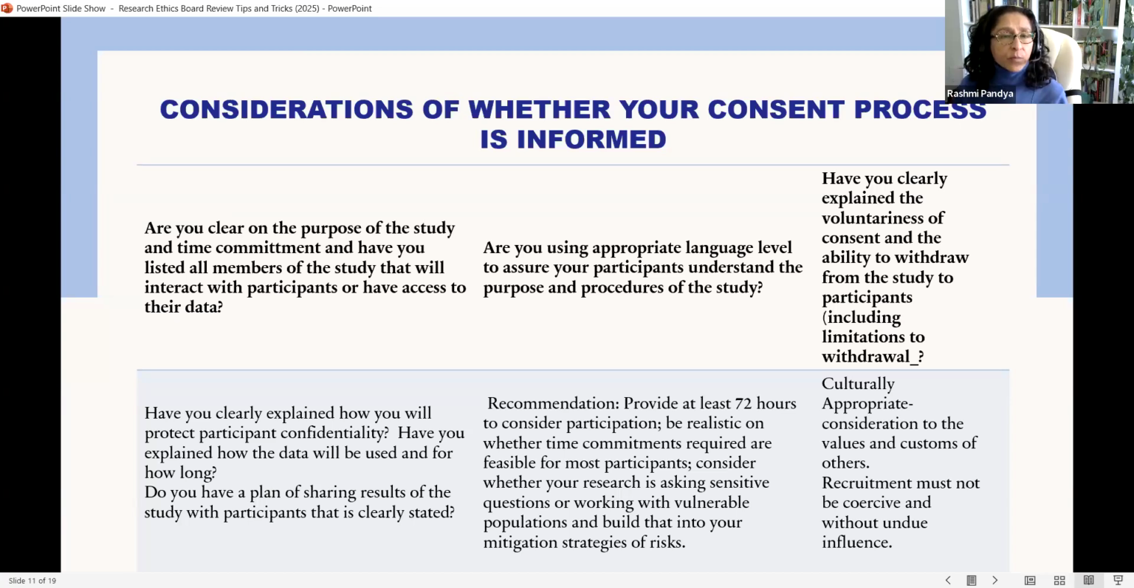Are you clear on the purpose of the study and time commitment? And have you listed all the members of the study that will interact with participants or have access to their data on the application, on the consent form? Are you using appropriate language level to assure your participants understand the purpose and procedures of the study?